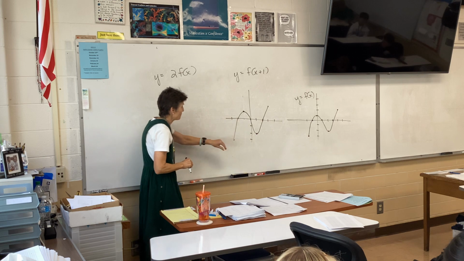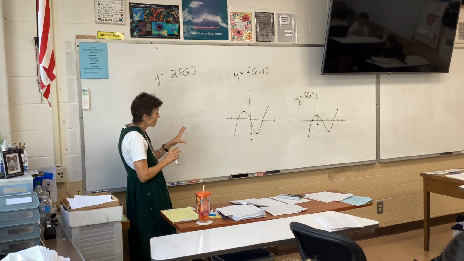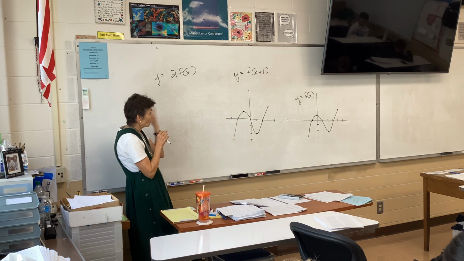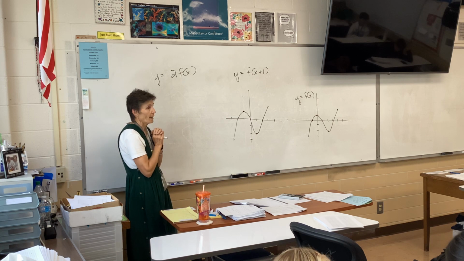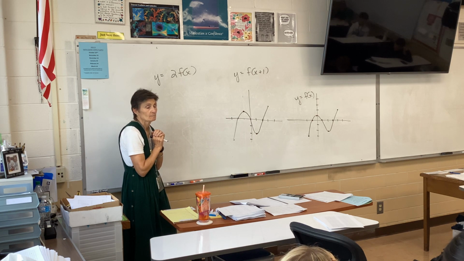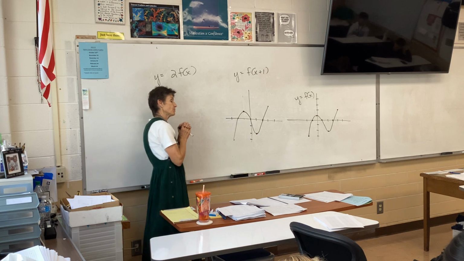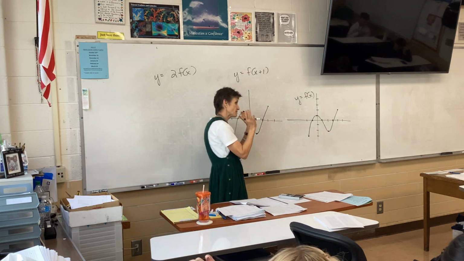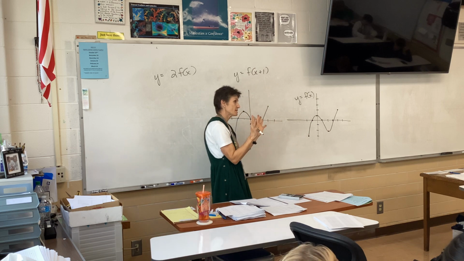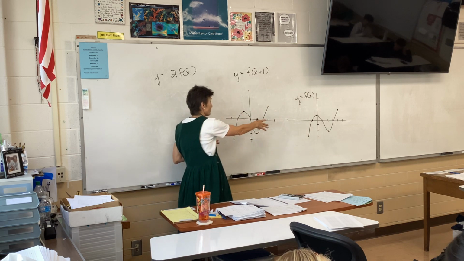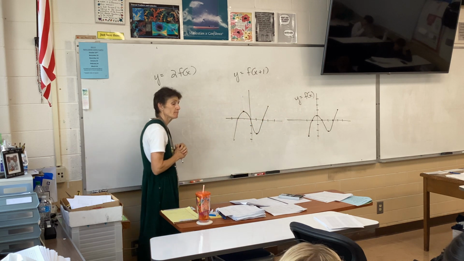So that's letter B. That's my shape moved 1 unit to the left. So you were doing that before with like absolute values and parabolas and stuff. Now you're just doing it with some random generic shape.